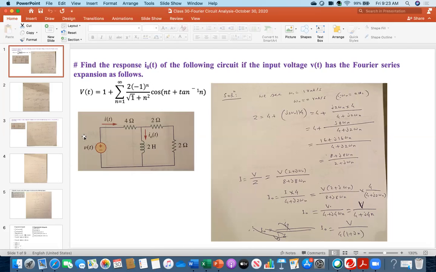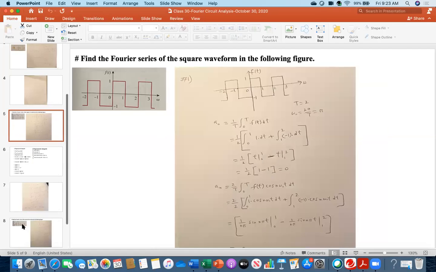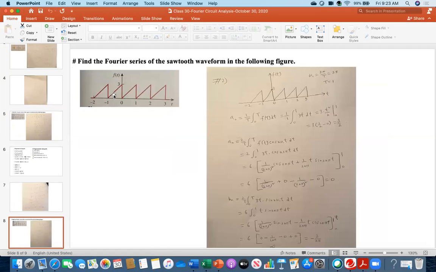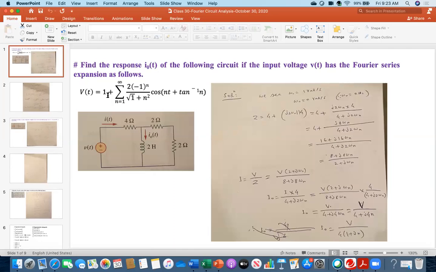For example, there is a function like a rectangular shape or triangular shape, or it could be any other type of function. There is a function, and then you analyzed it, and then you got this type of expression. That is the meaning of the expression: the input voltage v(t) has the Fourier series expansion.